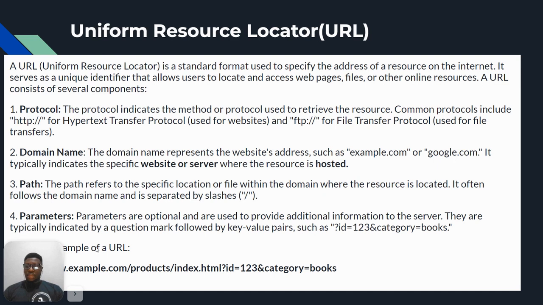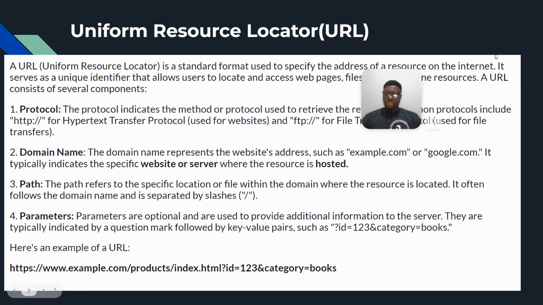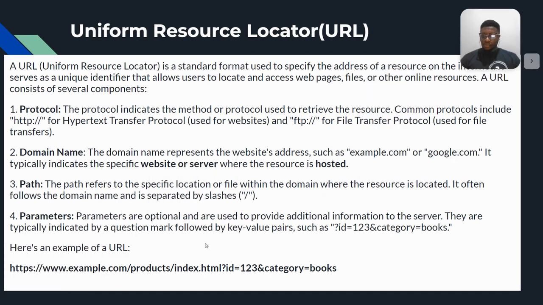Do you understand? Now let's go and explain the URL link so you understand how it works. Here's an example: example.com. The product here is the path, that means the folder that contains the files for products. And then this is the actual file we are looking for. The index.html is the file on the server we are looking for.